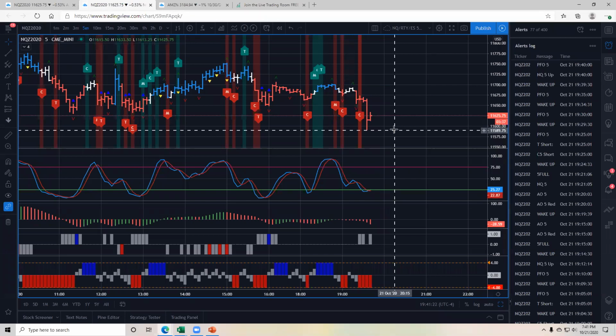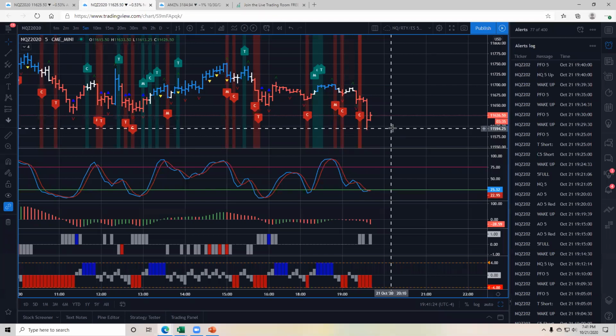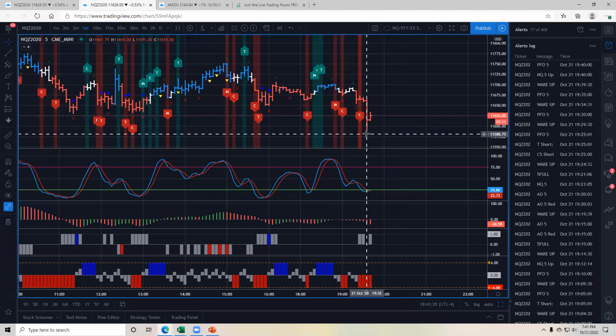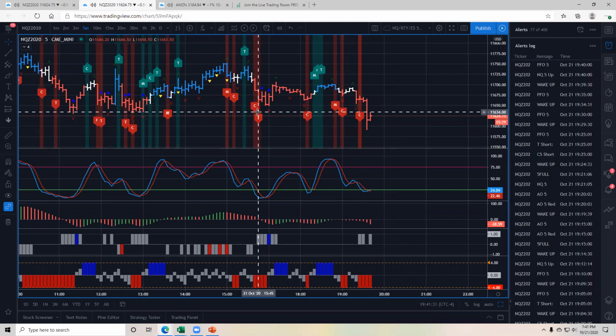I love it. Well, it shouldn't amaze you. You see it every day. No, but I like those big bars sometimes. Yes. We had a couple of them today.